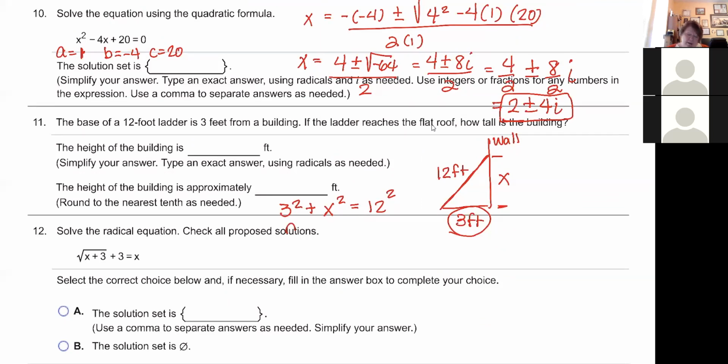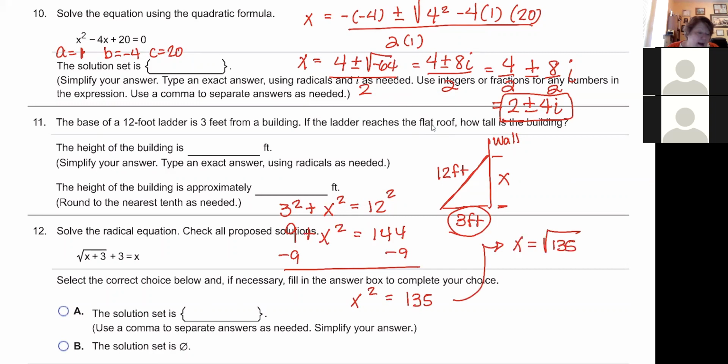So I get 9 plus x squared equals 12 squared, which is 144. I'm going to subtract 9 from both sides, and I get x squared is, what's 144 minus 9? 144 minus 9 is 135. So to find x, I can just take the square root of both sides, and I don't need the plus or minus because in this case, x is a positive number because that's how high up the wall my ladder is going to go. So x, let me write that up here. X is the square root of 135.